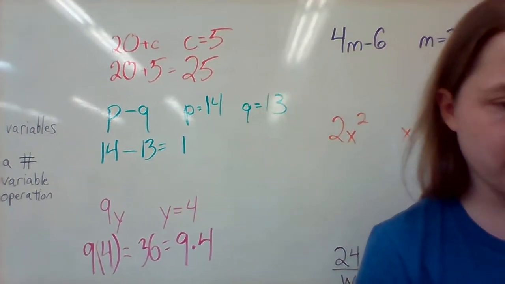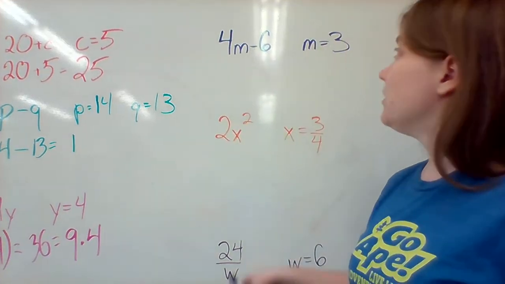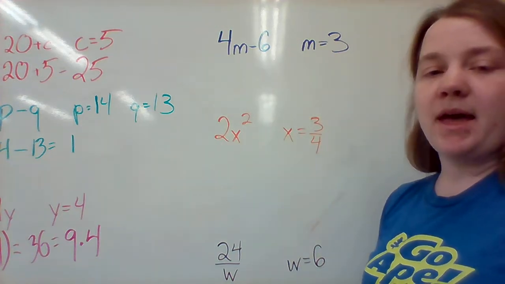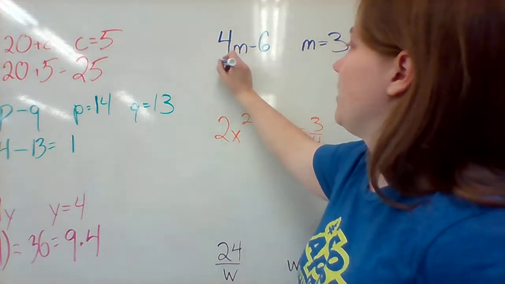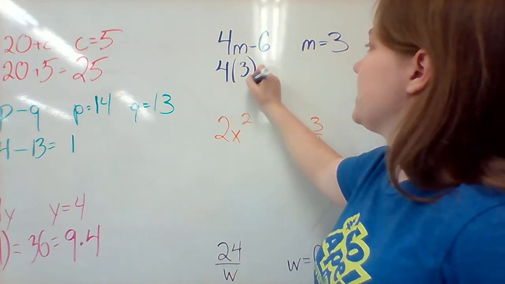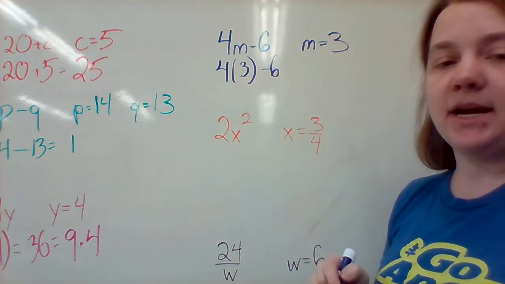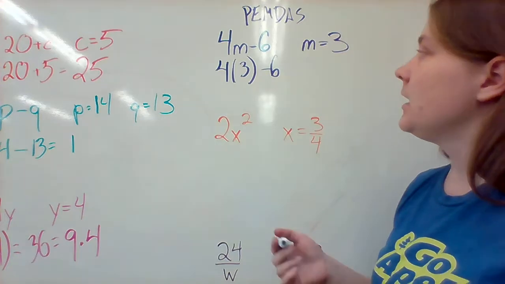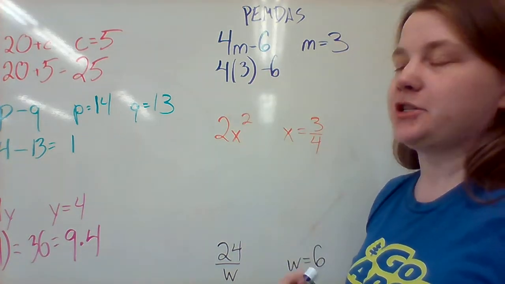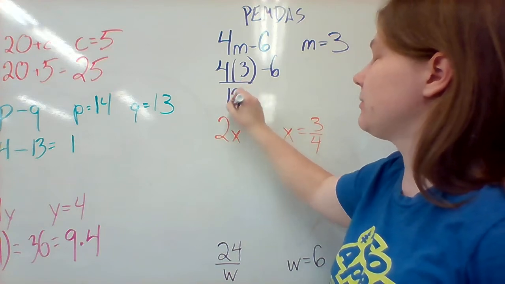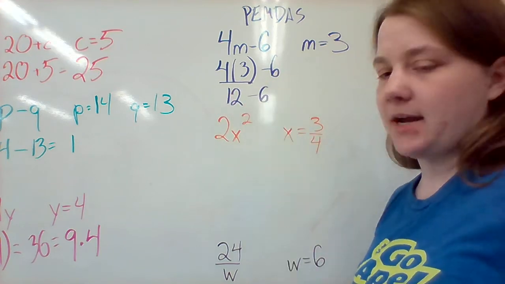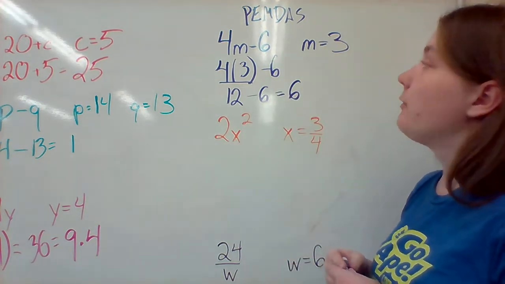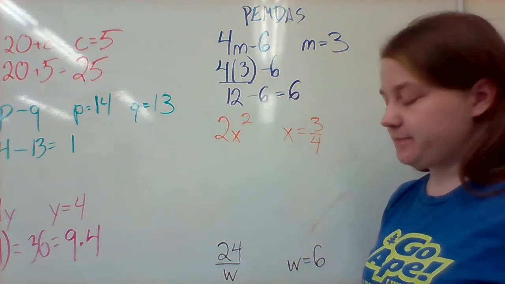Let's go ahead and scooch over here, where we have 4m minus 6. And in this problem, m equals 3. So I'm going to rewrite this problem with a 3 in there instead of m. Now to figure this out, I need to use PEMDAS. I need to remember that. And PEMDAS tells me that multiplication comes before subtraction. So I'm going to multiply 4 times 3 and get 12, carry down everything I didn't touch. I have 12 minus 6. 12 minus 6 is 6. So the answer to this expression, when m is 3, is 6.